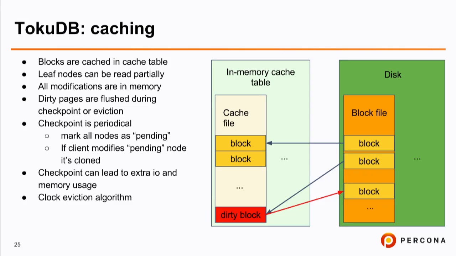What is important here is that checkpoint can influence I/O and memory consumption, because checkpoint happens in two steps. On the first step, all nodes are marked as pending, and in the case that some client tries to change a pending node, the node is cloned, and it can lead to extra I/O and extra memory consumption.